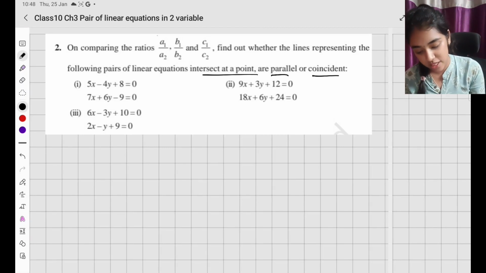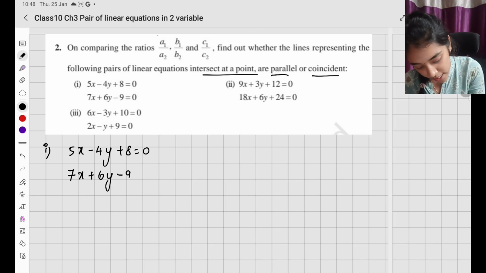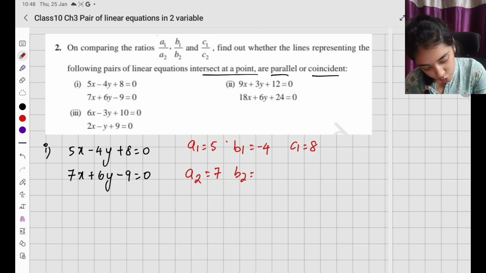Okay, so இப்போ first questionல, is it in the general form? Yes, 5x minus 4y plus 8 equals 0. 7x plus 6y minus 9 equals 0. So values என்ன? A1 equals 5, B1 equals minus 4, C1 equals 8. Then A2 equals 7, B2 equals 6 and C2 equals minus 9.